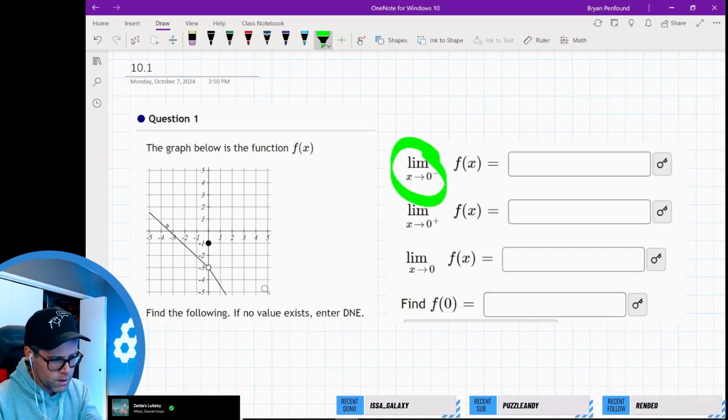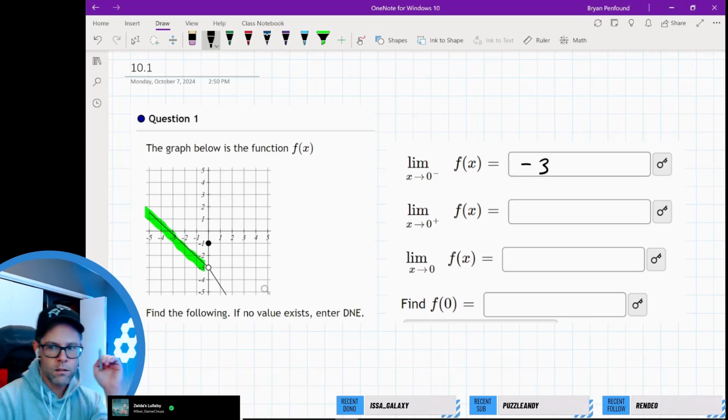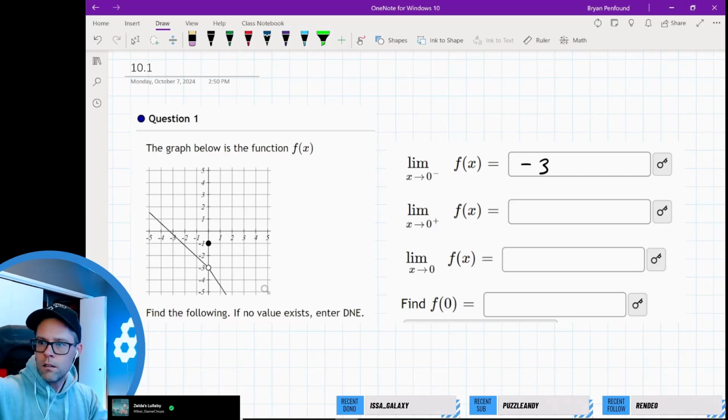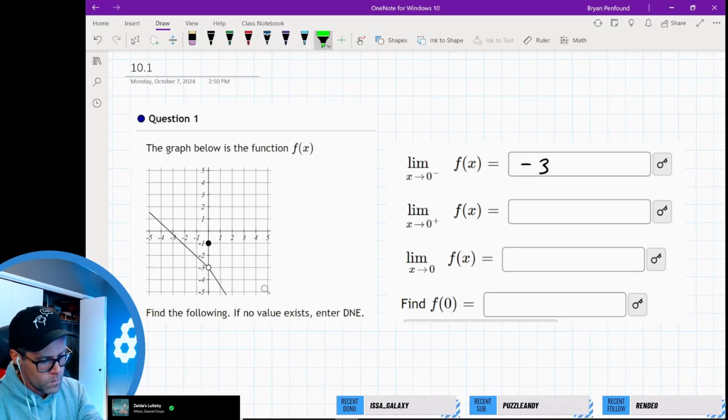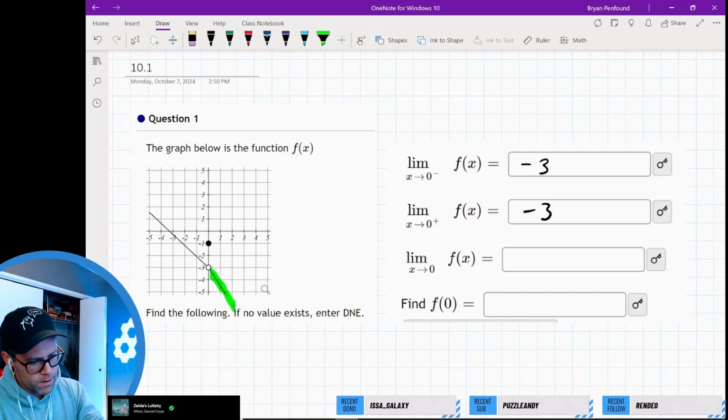So that's what this means. So we're going to be kind of approaching along the left side. It looks like our y value is tending towards -3 by the look of it. And then we want to take a look at what's happening as we approach 0 from the right side. Looks like we're also tending towards a y value of -3.